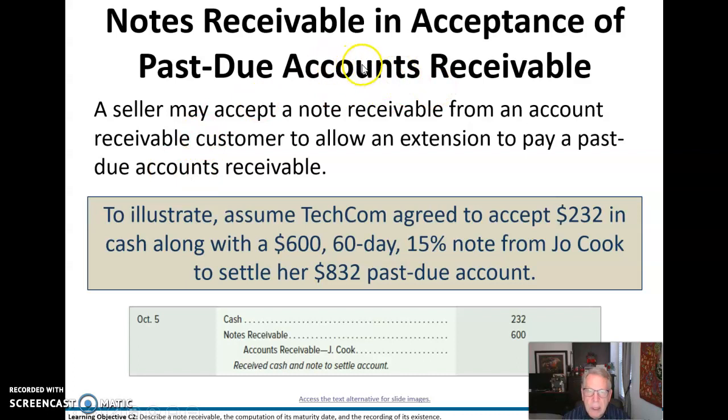Okay, so now we're going to do it a little bit differently. Here, notes receivable in acceptance of a past due accounts receivable. So sometimes when a customer won't pay us on time, we say, okay, we want some interest if we're going to extend, basically, our credit to that customer. So we have them sign a note. In this case, TechCom is agreeing to accept $232 in cash, along with another $600, with a 60-day 15% note from Jay Cook to settle her past due $832 account. So you can see from this journal entry, we're going to remove that accounts receivable and make it into a notes receivable and accept a little bit of cash.